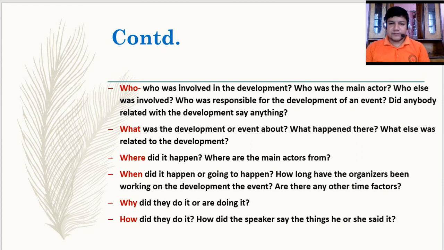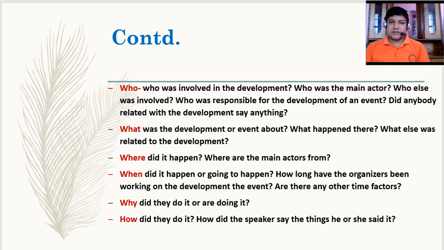And the time: when did it happen, or when is it going to happen? If you are writing about future happenings, when is it going to happen? How long have the organizers been working on the development of the event? You have to mention that also. Are there any other time factors or not? So mention the information related to time.